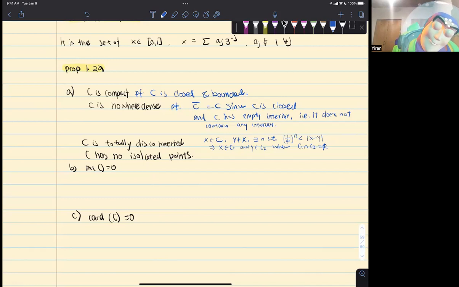So epsilon is kind of like the neighborhood. Therefore, for all epsilon neighborhoods of x, there exists y in the Cantor set such that y is in that neighborhood. So that means y and x are extremely close, and then we're done. Okay, so that's part A. Let's prove part B.